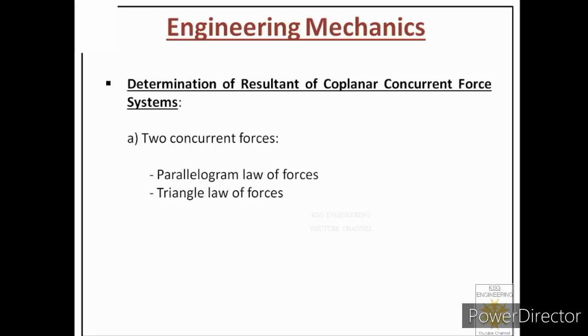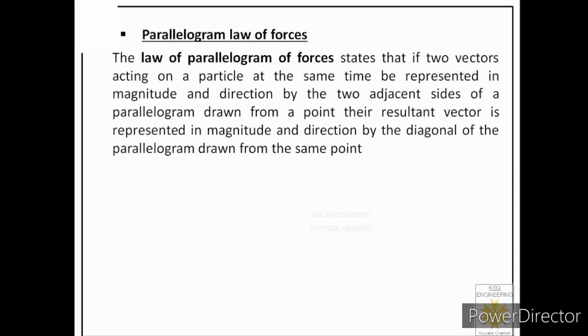We can find the resultant of such a force system with the help of two methods. First method is known as Parallelogram Law of Forces. Second method is known as Triangle Law of Forces. Now we will see these two one by one. Let us first see Parallelogram Law of Forces. We have discussed this in brief in the introductory lecture as well. So today we will discuss it in detail.